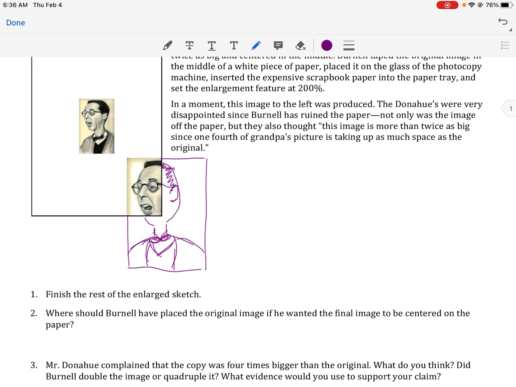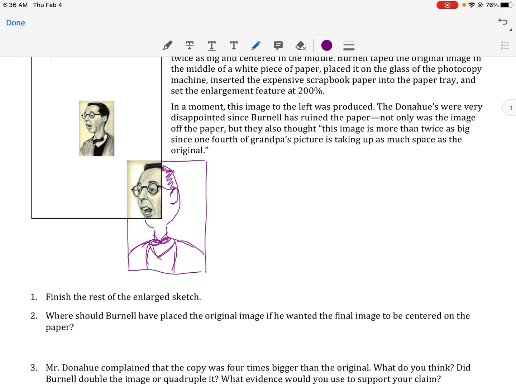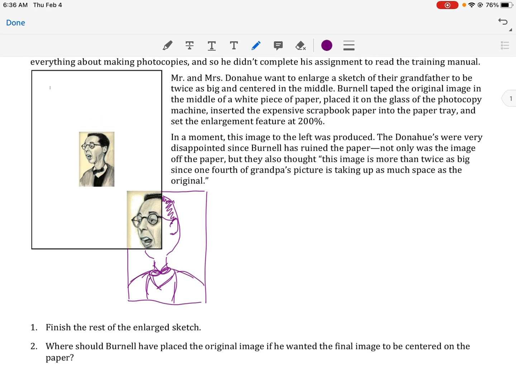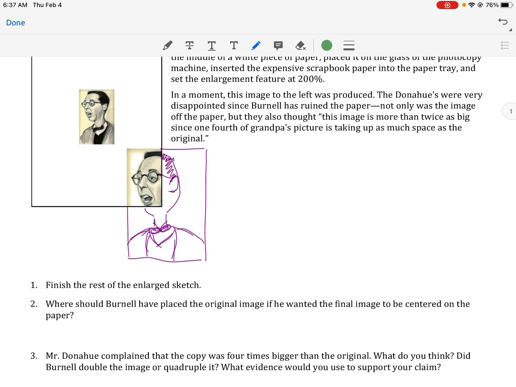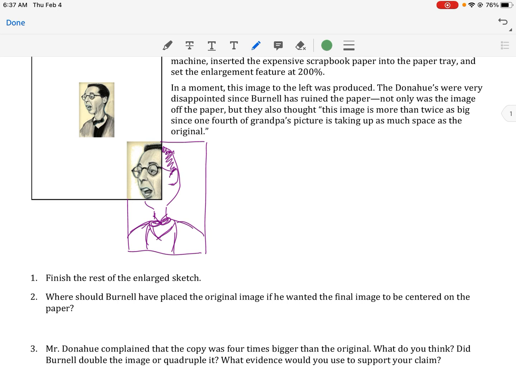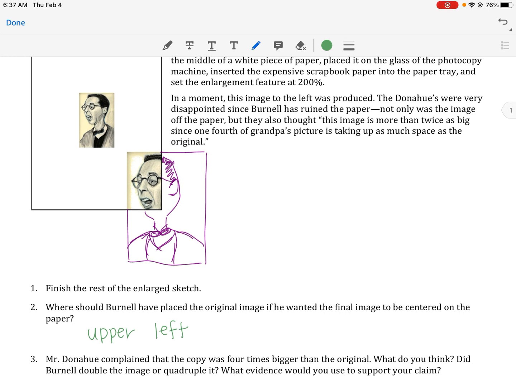So, as we look at this, you'll notice most of the image is off the paper. So where should Brunel have placed the original image if he wanted it to be centered on the paper? Remember, he placed it in the middle, just like this image is over here, and it went off the paper. So if he had placed it in the upper left, I think it then would have gone on the paper, because you'll notice the image did go down to the right.